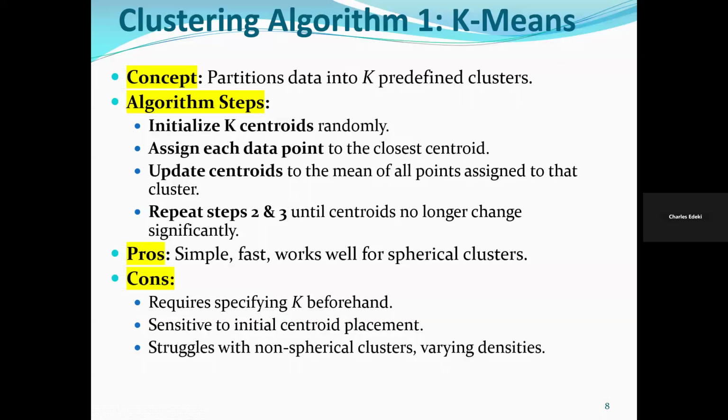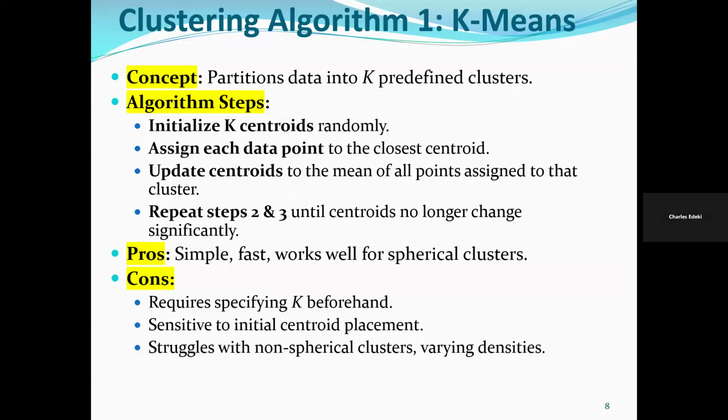Then we finish with the initialization step. In the assignment step, we assign each data point to the cluster whose centroid is closest. The closest will be based on the chosen distance metric. Typically we use Euclidean or Manhattan distance, depending. After that we do the update step, which means we recalculate the centroid by taking the mean of all data points assigned to that cluster.